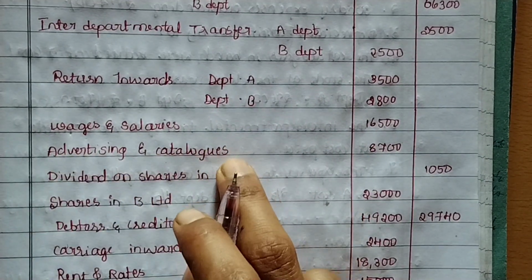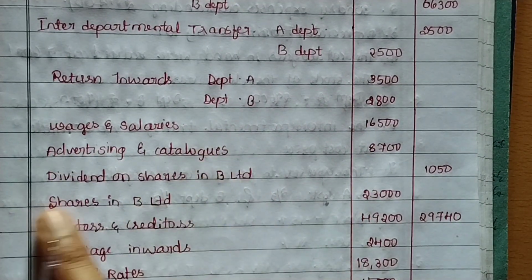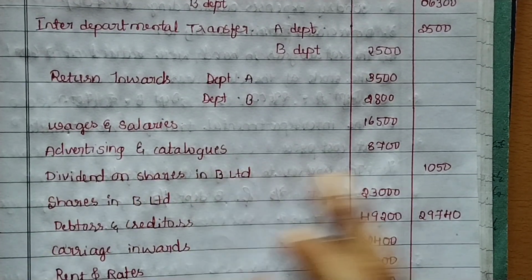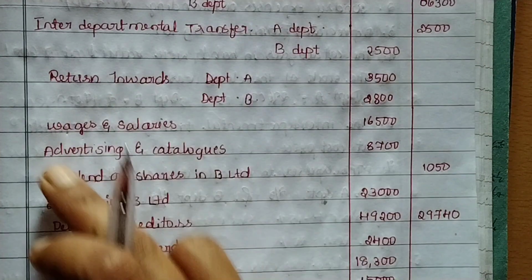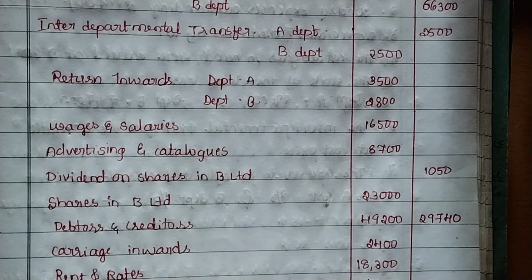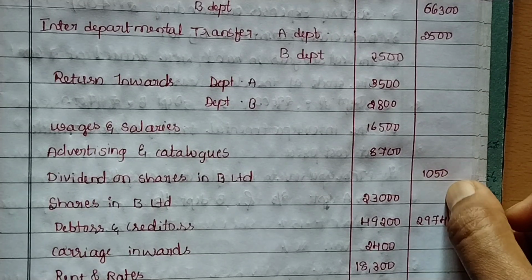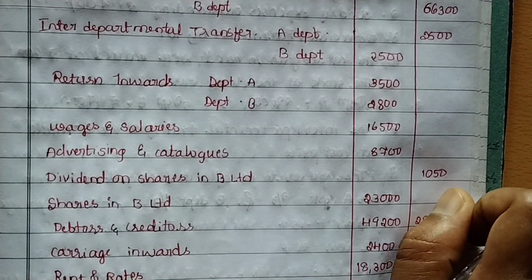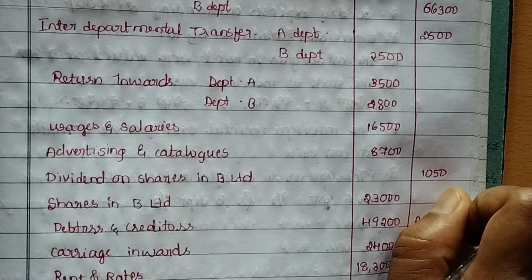Advertising and catalogs, it is an indirect expense. Dividend on shares in B Limited, this is an indirect income. You have to see here how you can tell whether it is income or expense. In the credit column you have 1050, which means this is the dividend which is received.